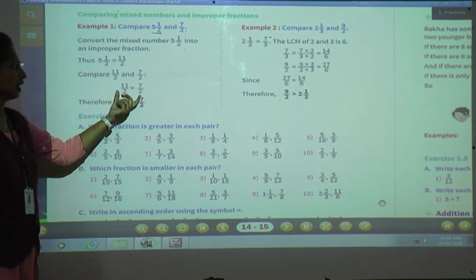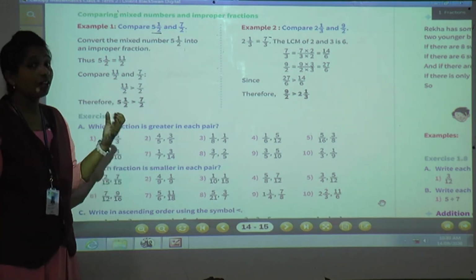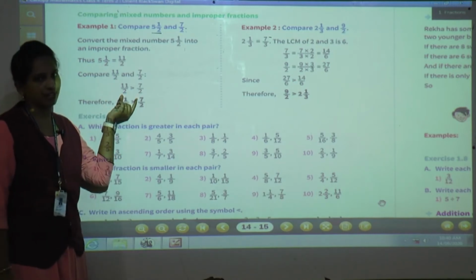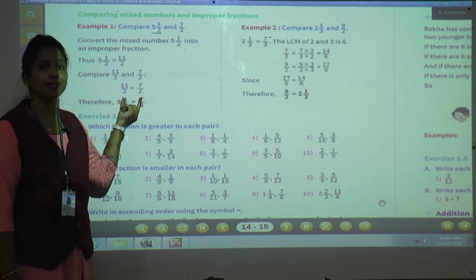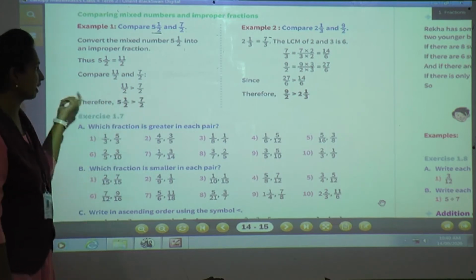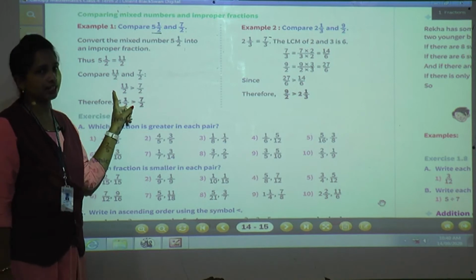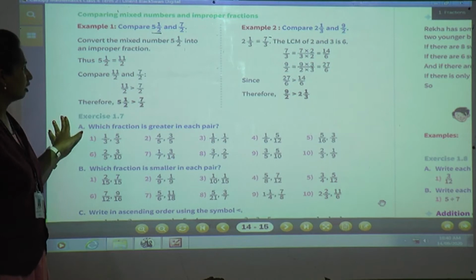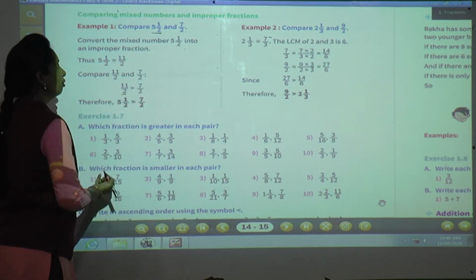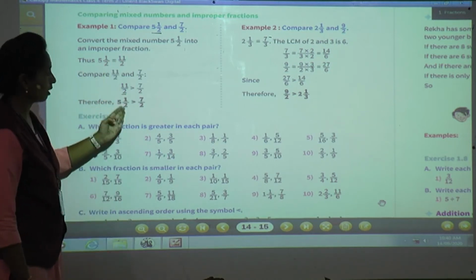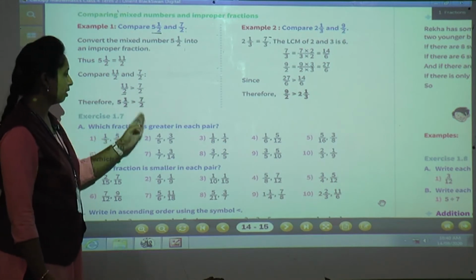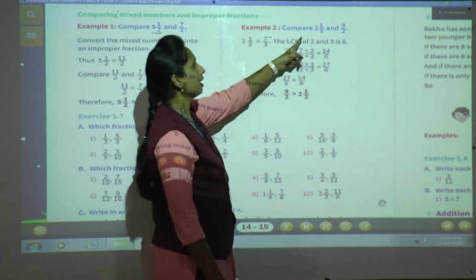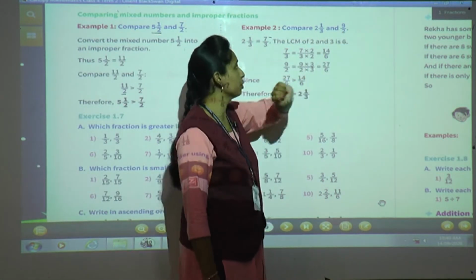Now can we compare easily? How can we compare easily? Because denominators are same. These are like fractions. If the denominators are same, by seeing the numerator we can compare which is greater. So automatically 11 is the greater number, so we have to give the arrow to the 11. Clear? So 11 upon 2 means what? 5 1 by 2, and 7 upon 2 as it is. Again you need to write in this way.